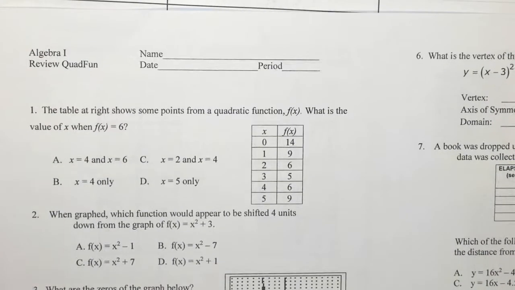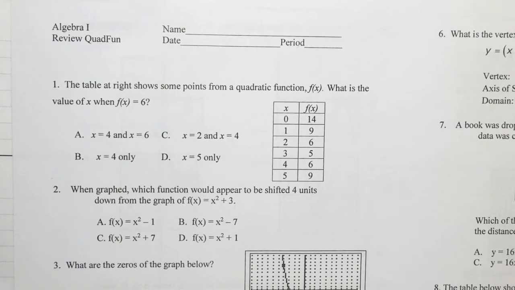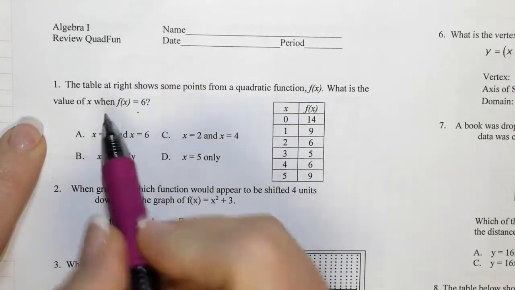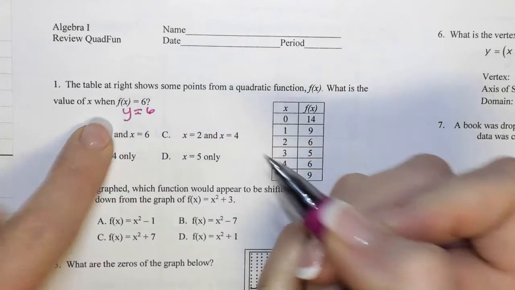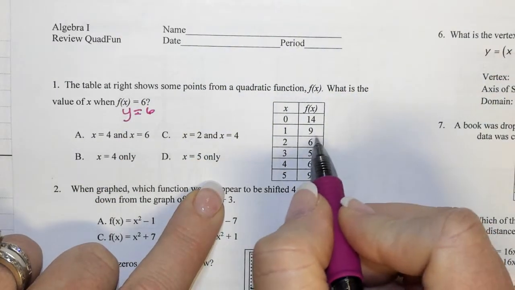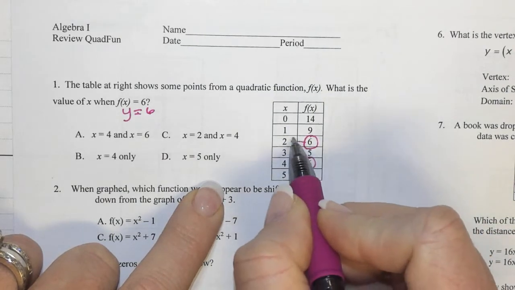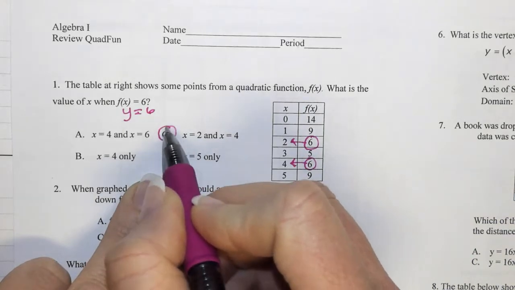All right, number 1. The table at right shows some points from a quadratic function f of x. What is the value of x whenever f of x equals 6? So remember, f of x is another name for y, so it's saying when y equals 6. So when I look over here, I have a 6 here and a 6 here, and that is whenever x is 2 and x is 4. So the answer would be C.